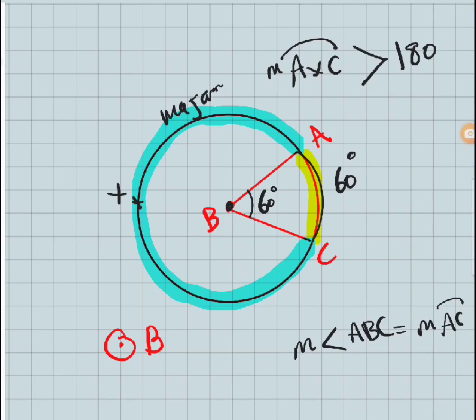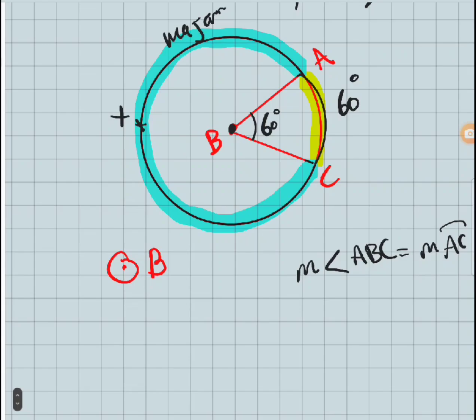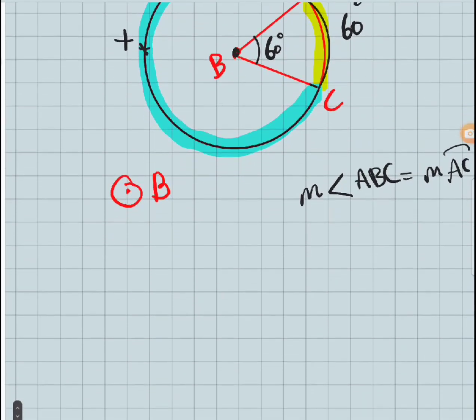Arc AC is 60. So arc AC is considered to be the minor arc. Arc AXC is the major arc. Now, if you wish to calculate the major arc from the minor arc, it's 360 minus the measure of the minor arc. So 360 minus 60, that means arc AXC is 300.